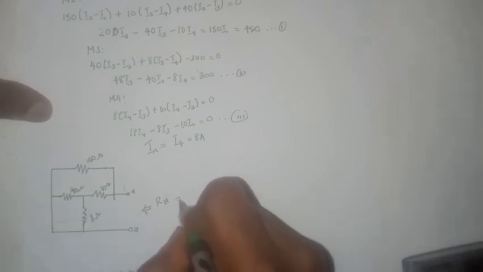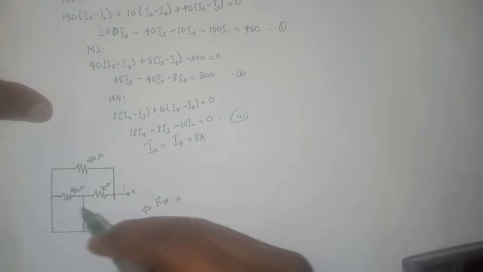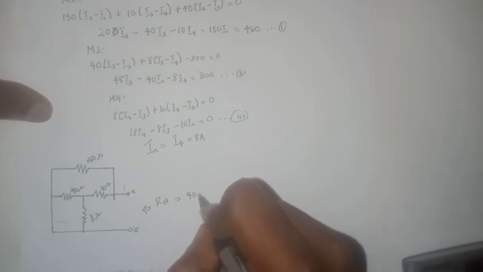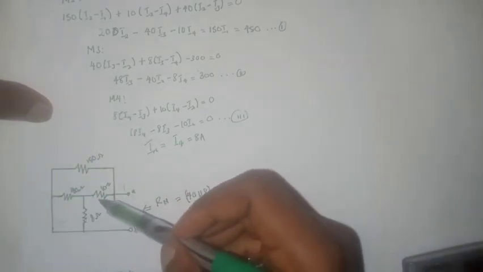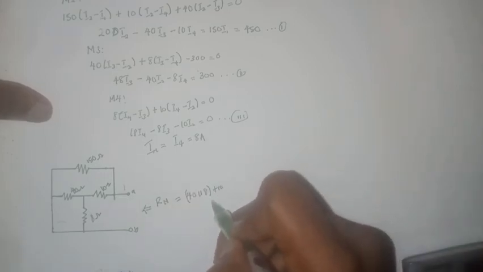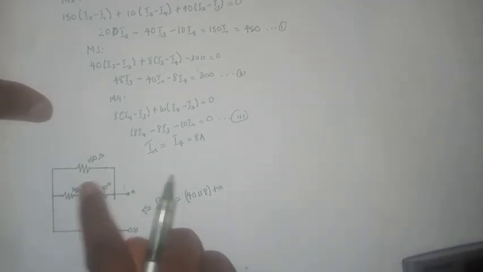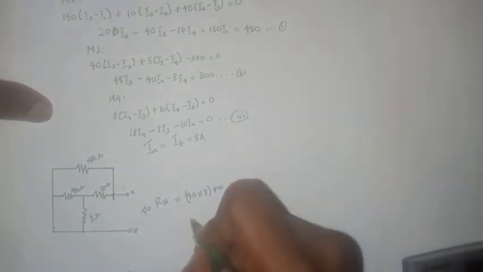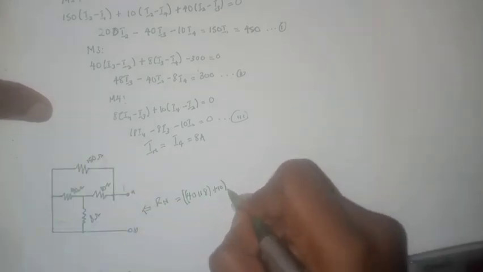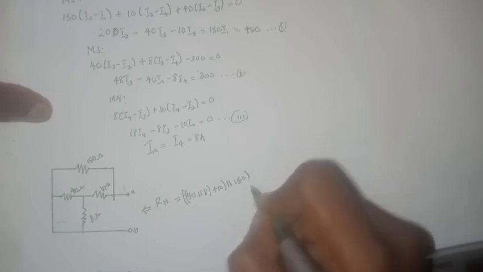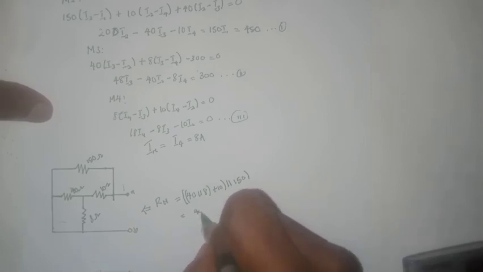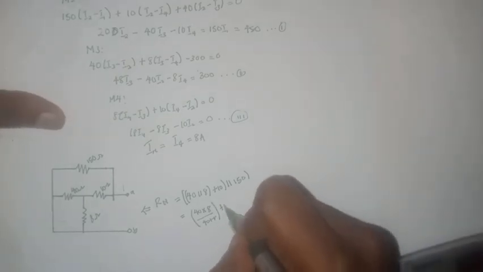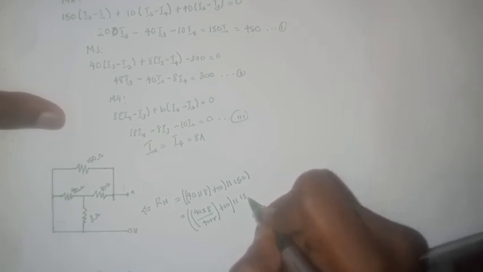Now, R_N would be equal to, we have these two resistors in parallel, so we can say 40 in parallel with 8. Then we also have them in series with this 10 ohm resistor, so plus 10. Then we expect this entire system to be in parallel with the 150 ohm resistor. When we simplify this, that would be the value of R_N. Now, 40 in parallel with 8 would be 40 times 8 divided by 40 plus 8, and plus 10, all in parallel with 150.